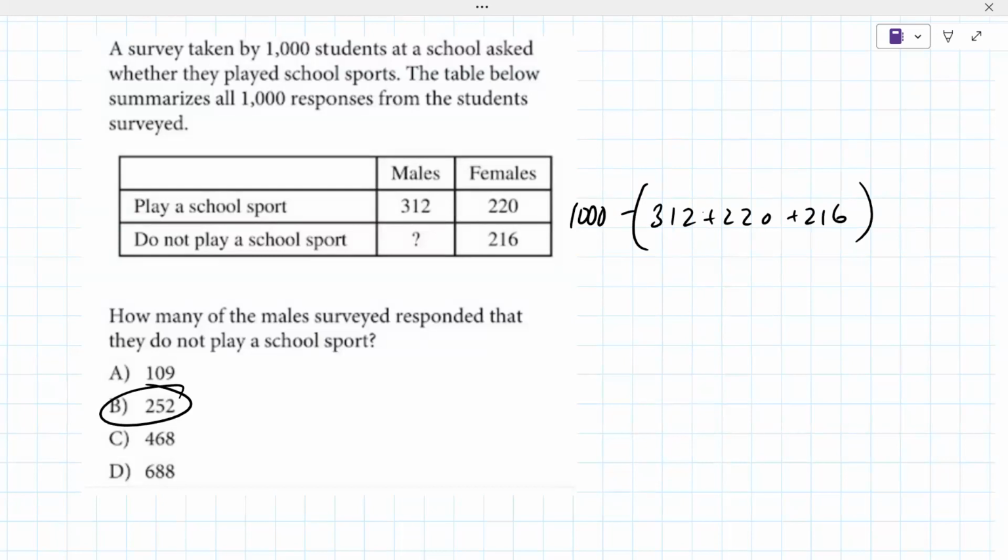All right, so I gave you like a little smattering of questions there. So hopefully you get more familiar with the format. Good job.